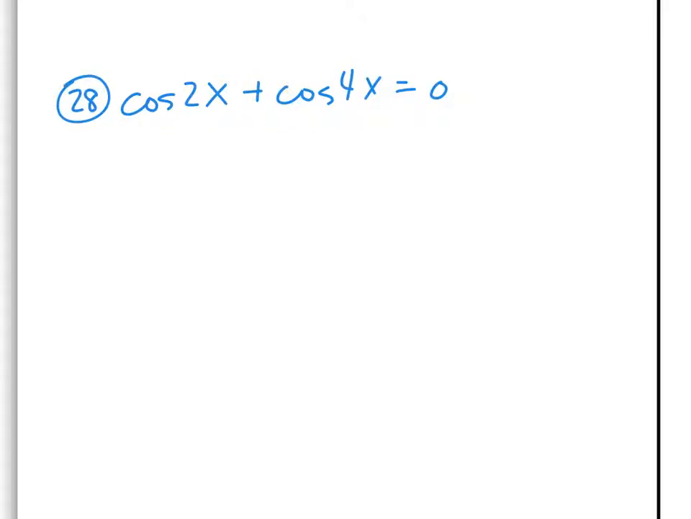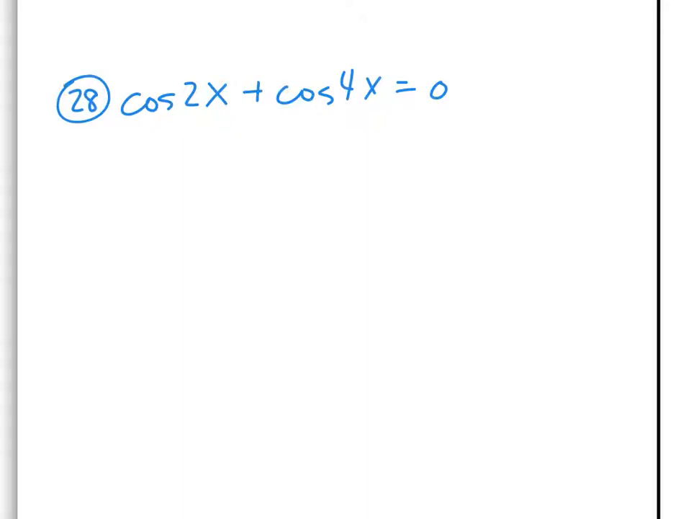Can we solve it as is? No. Why not? Because the number is different, 2x and 4x. So what can we do? We need to make them the same. You can change cosine to... and cosine. Okay, so change them both to what?